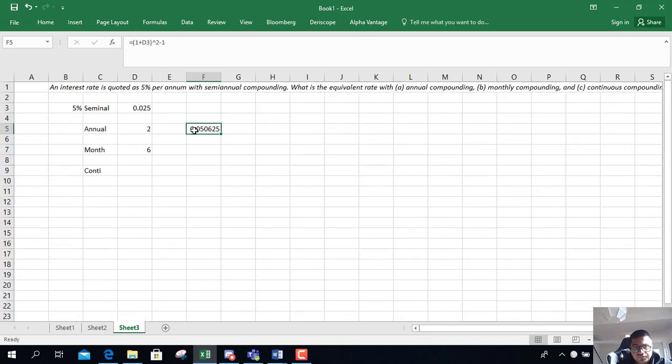Now if you want to find the monthly compounding rate, how do you do it? 12 months in a year into 1 plus the interest rate. So the interest rate is 0.25, to the power of how many months in a 6 month period? So 1 by 6, minus 1.